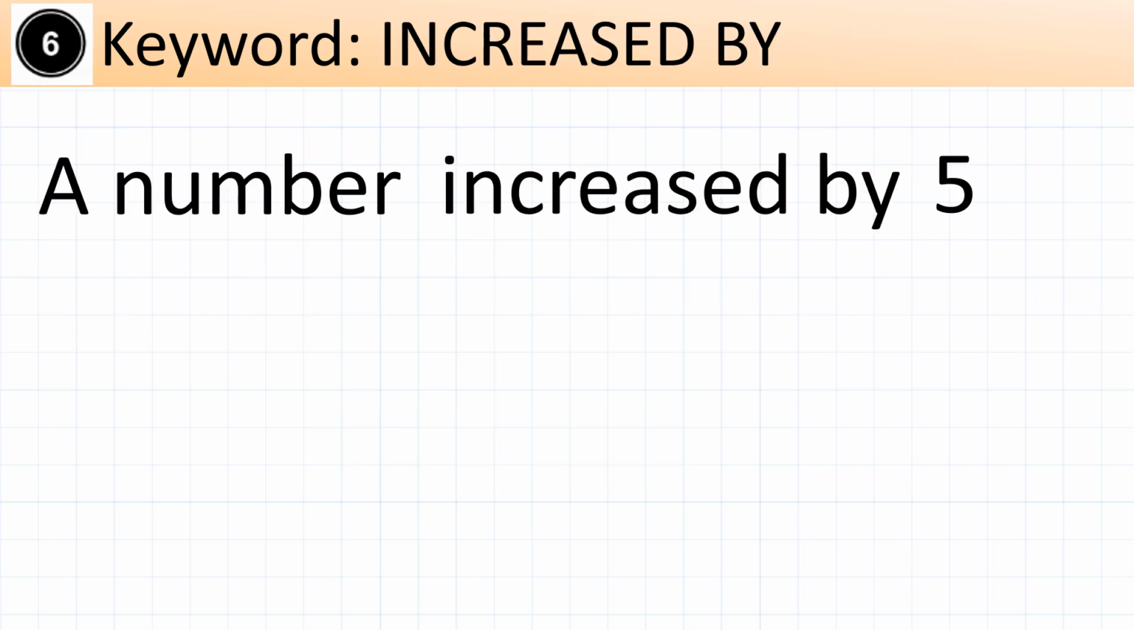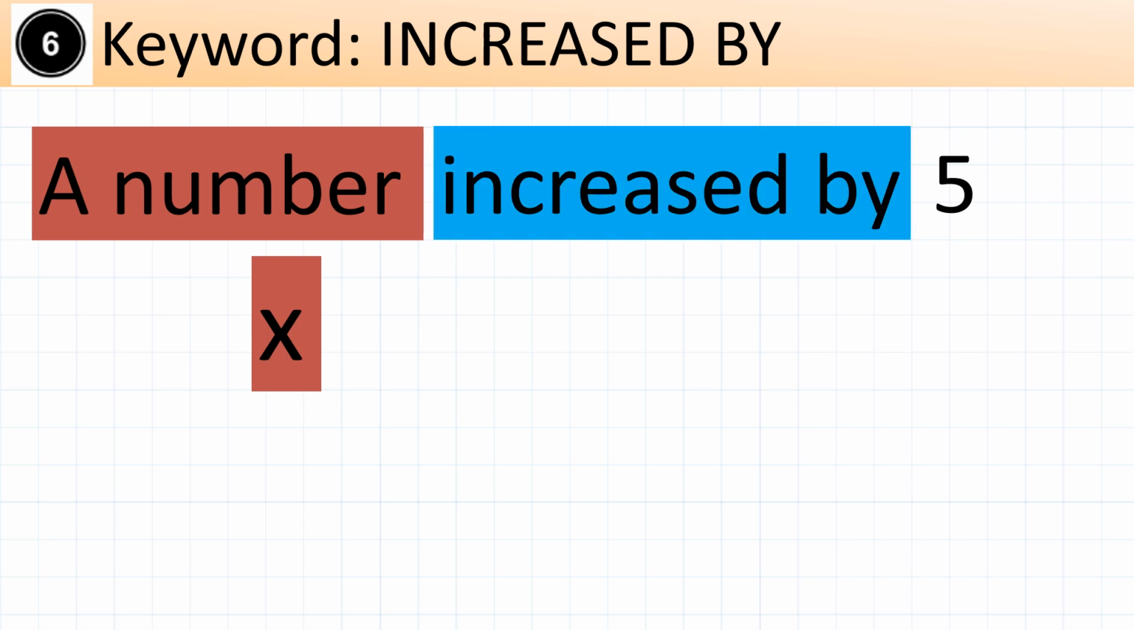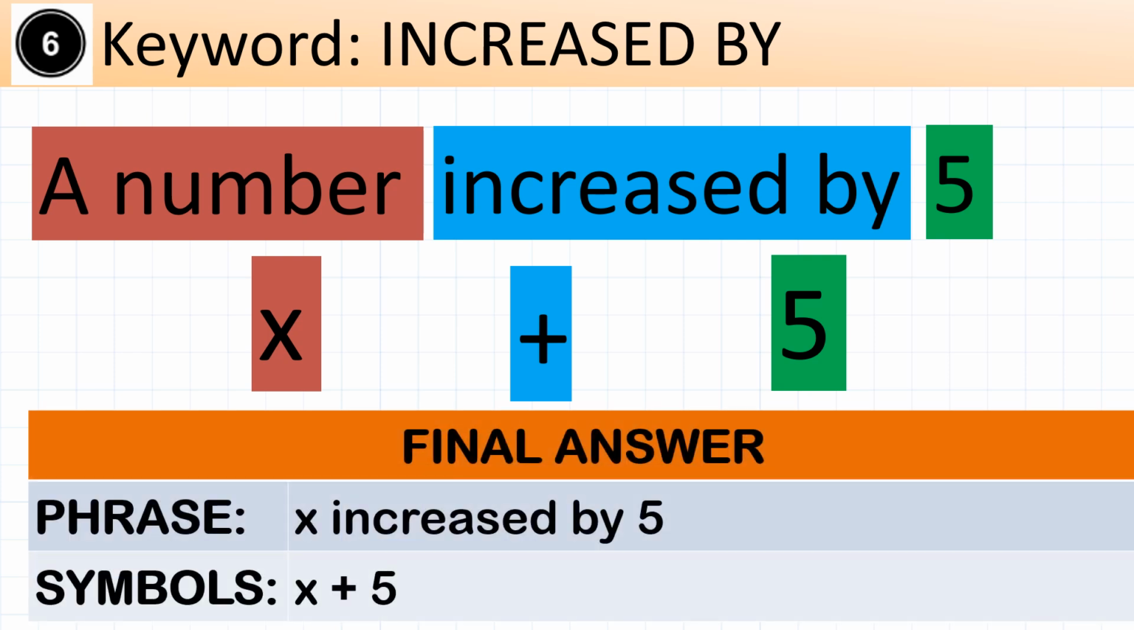Another keyword is increased by. Let us use this in a mathematical phrase. Example, a number increased by 5. So we have a number and that can be represented by a variable x. Increased by means addition. So we translate this to a plus sign and we copy 5. So a number increased by 5 can be translated to x plus 5. And that is our final answer.